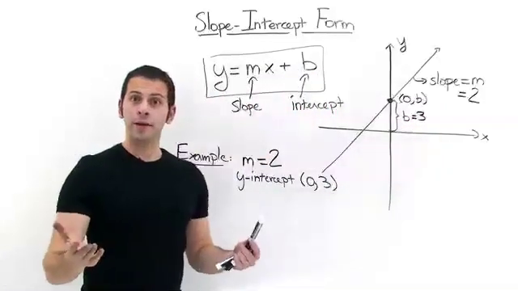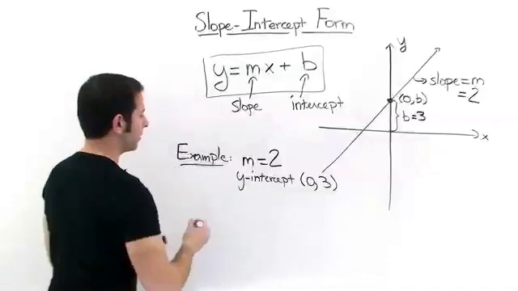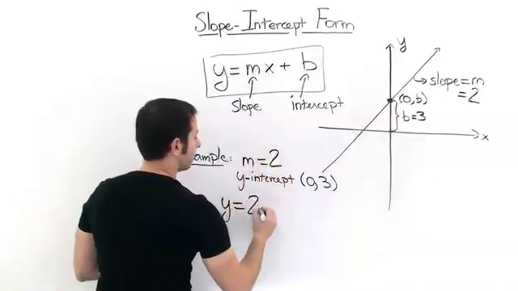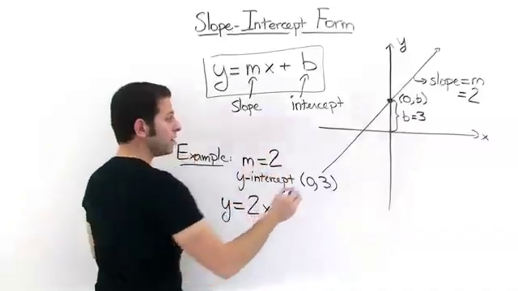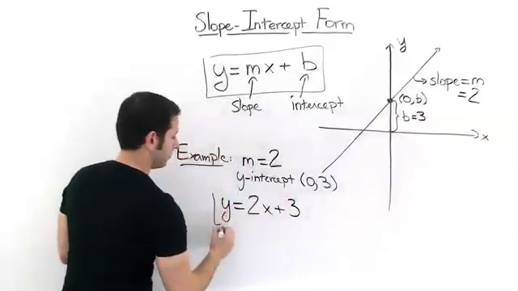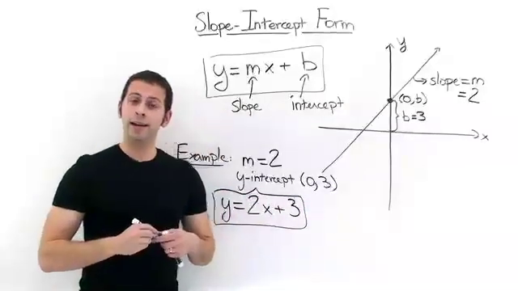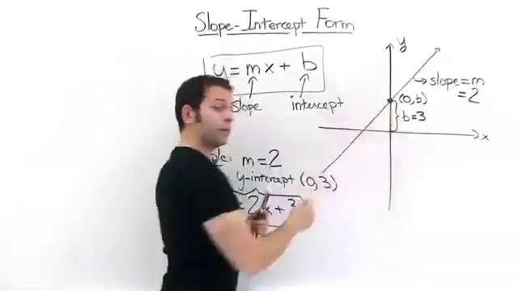So now I can write down the equation of the line just like that. I say, look, it's just y equals mx, so I put 2 in for m, plus b, so b is 3, and then I'm done. So you can really quickly write down the equation of a line if you know the y-intercept and the slope.